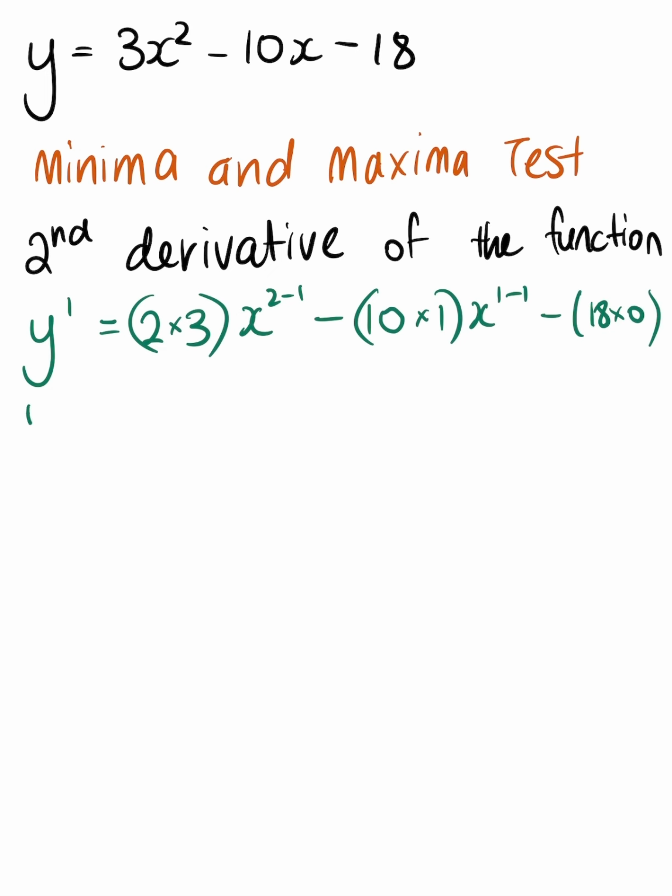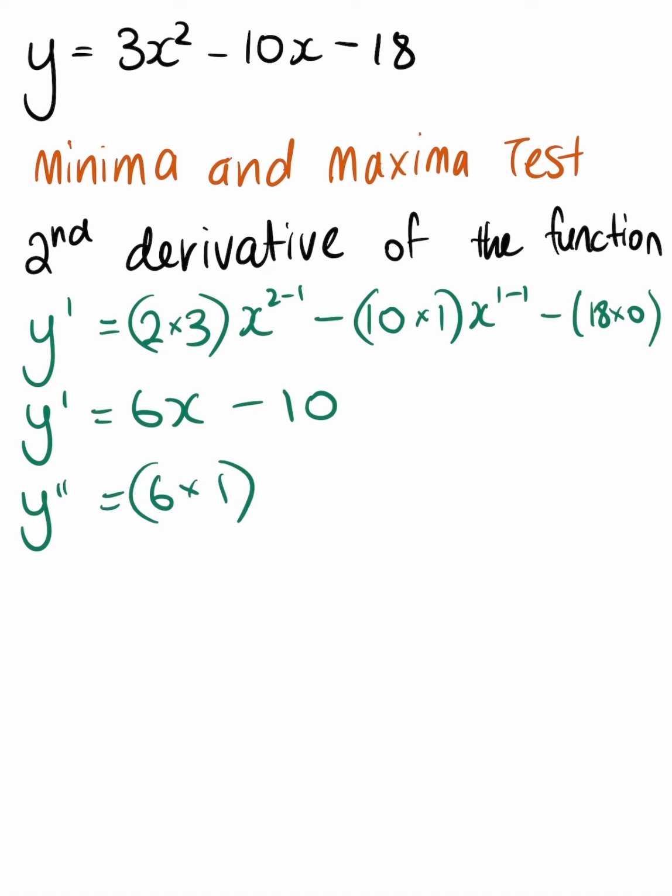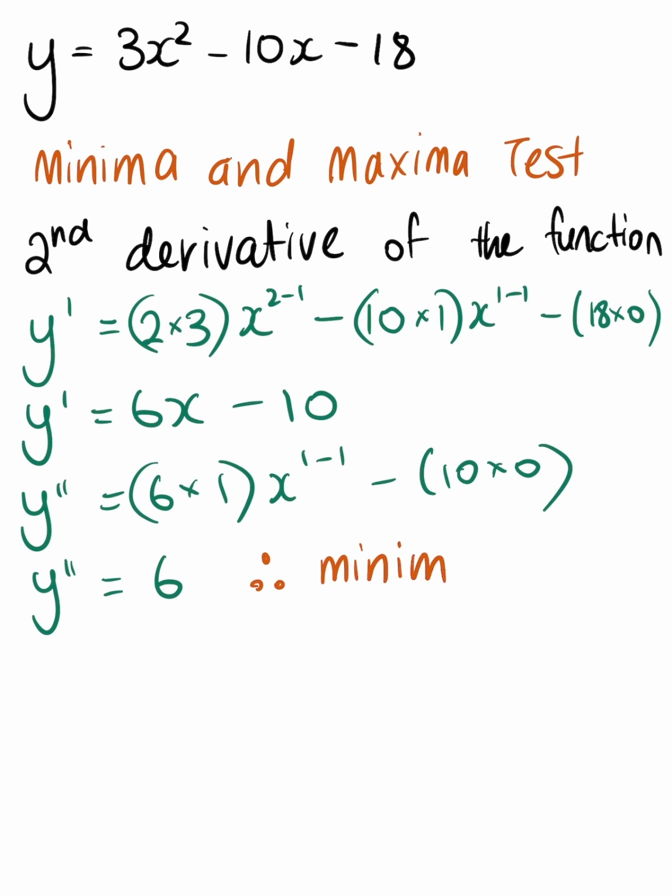and then that's going to leave us with 6x to the power of 1, minus 10, and then now we do this second derivative, so we do the same process again. So that's going to be 6 times 1, because x to the power of 1 minus 1, and then we're going to have minus 10 times 0, because 10 is a constant, leaving us with the value of positive 6. So now we have a positive this time, so this lets us know that this function is going to give us a minima. So we're going to have some value that is going to be the lowest point possible on this function.